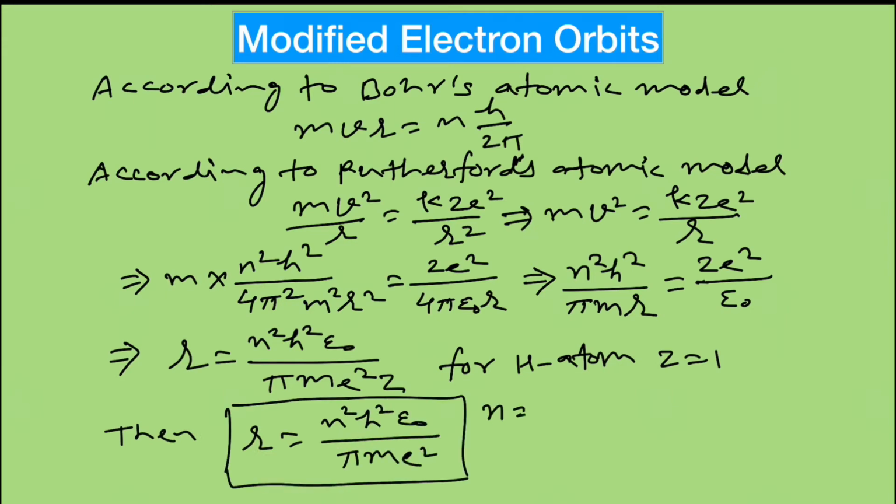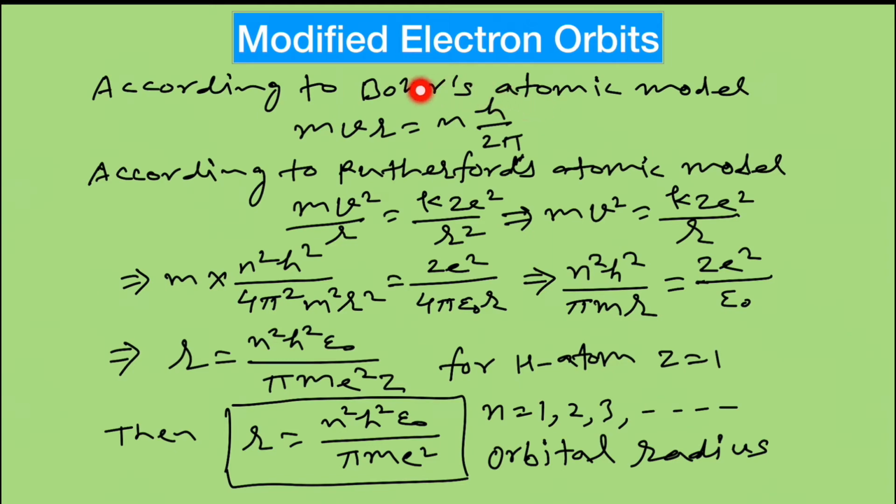For hydrogen atom, Z is equal to 1. Therefore, r is equal to n square h square epsilon naught upon pi m e square, where n can be 1, 2, 3 and so on. So, this is the formula for the orbital radius of the revolving electron, if we modify the suggestions given by Bohr's atomic model. Let's see once again these few steps.